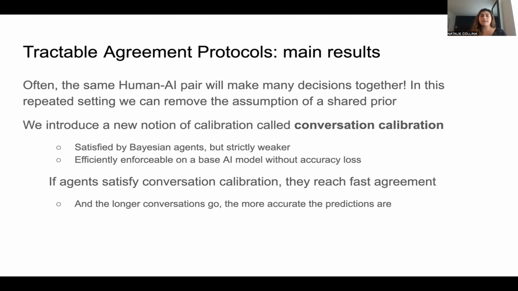We're introducing a new notion of calibration called conversation calibration. And this is something that's satisfied by Bayesian agents, but it's strictly weaker. And it's efficiently enforceable on an AI model without losing any accuracy. And if all the agents satisfy conversation calibration, then they quickly reach agreement. And there's also a weak notion of accuracy. You have a do no harm condition. And I will then talk about how this is relevant for information aggregation.